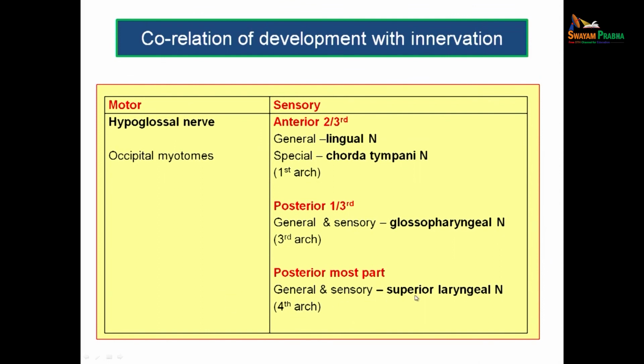Then the posterior most branch is actually derived from the caudal part of the hypobranchial eminence, and the fourth arch nerve is the superior laryngeal nerve. So that is the reason why the posterior most part of the tongue is getting the nerve supply from the superior laryngeal nerve. So this is the correlation of development of the tongue with respect to innervation.